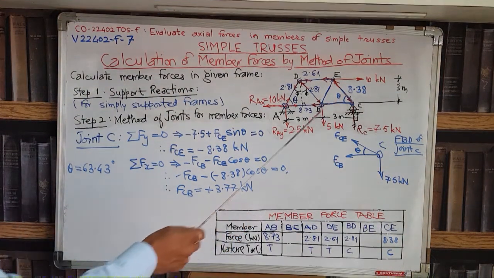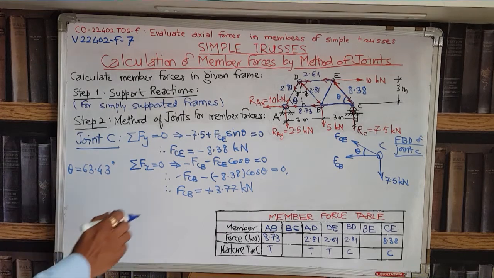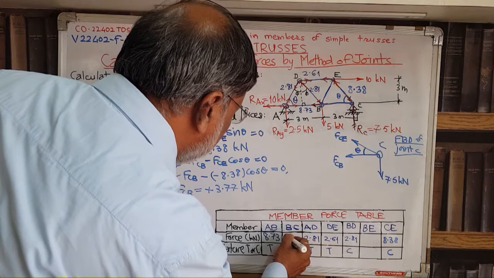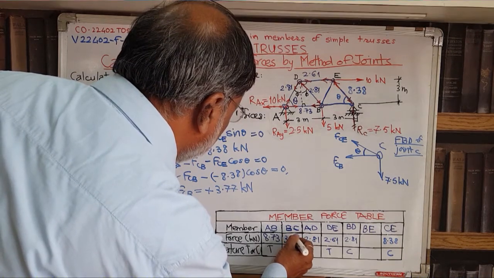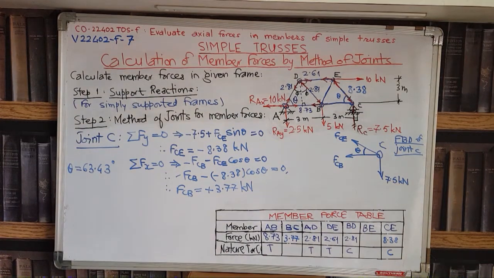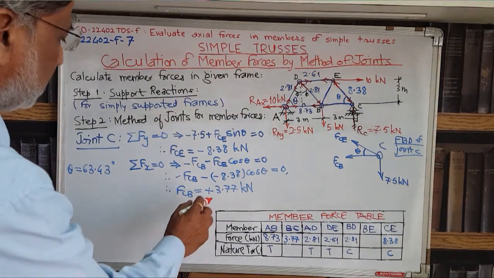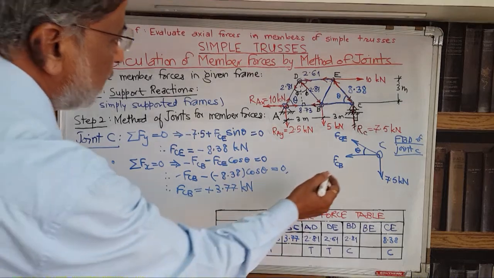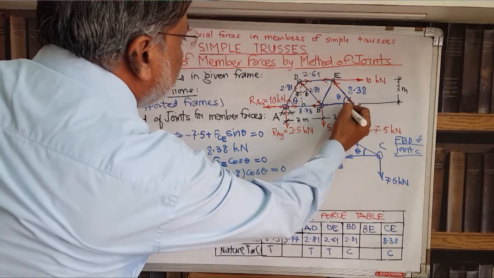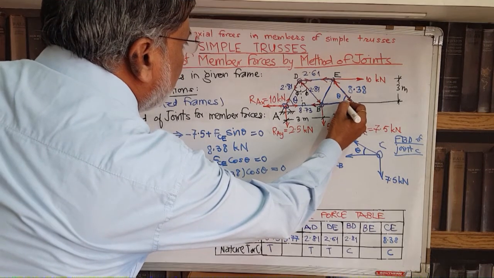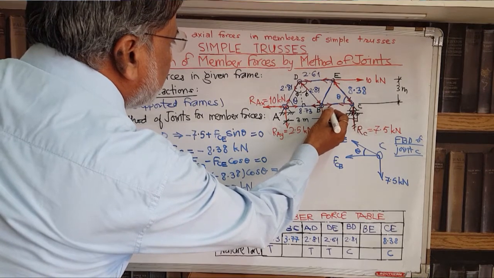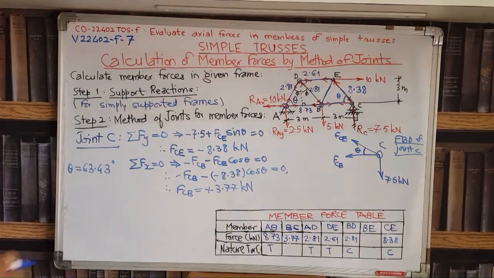Now the second is CB. The value of CB is plus 3.77. CB or BC is 3.77. Member CB and BC of course are the same. Now the arrow tips will be drawn. This is plus 3.77, so the assumed direction of CB is correct. So it is away from the joint C. So we will have an arrow here, away from joint C. The second arrow will come like this, and the magnitude will be 3.77.